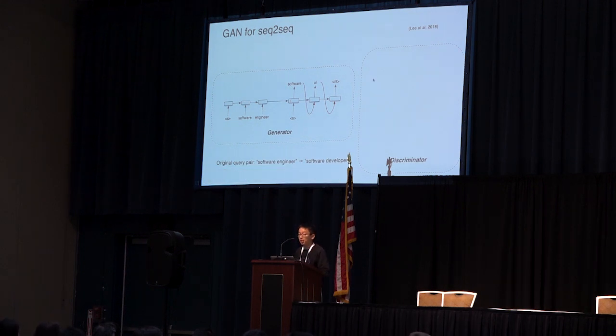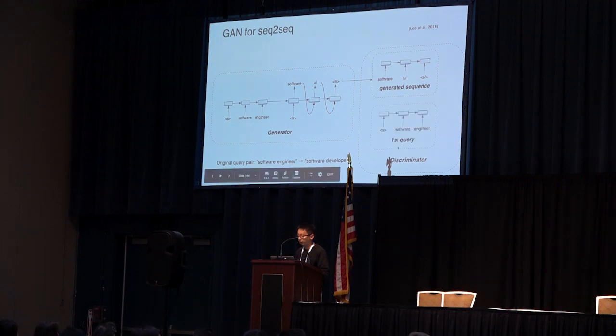Now we look at the discriminator. The first step of the discriminator is to copy the generated sequence and then copy the first query, the software engineer here. Because the generated sequence is software UI, which is different from software developer, the discriminator should predict it as 0. If in some other sampling iteration the correct query, software developer, is sampled, then in this case the discriminator will predict it as 1.